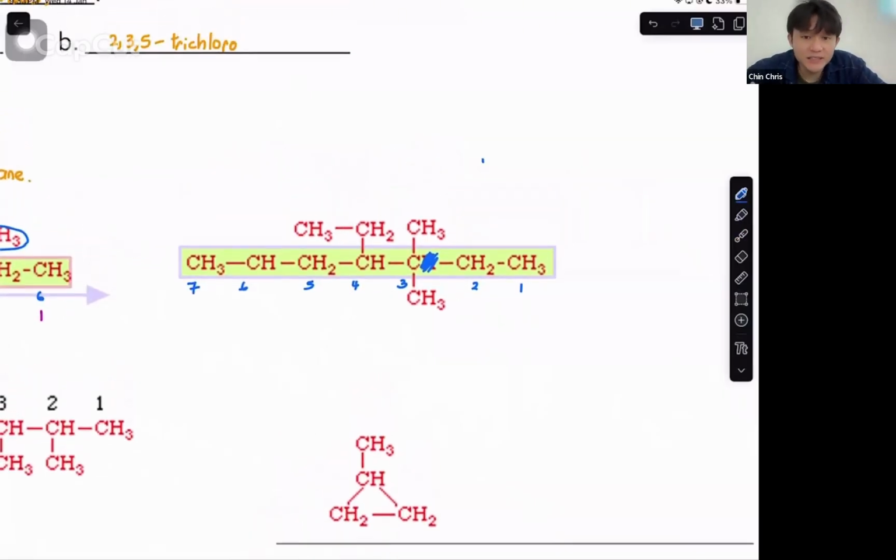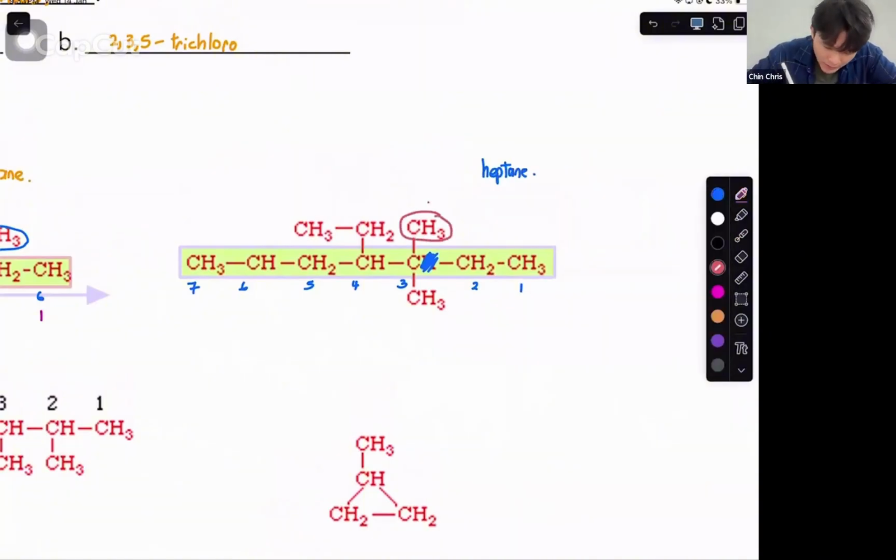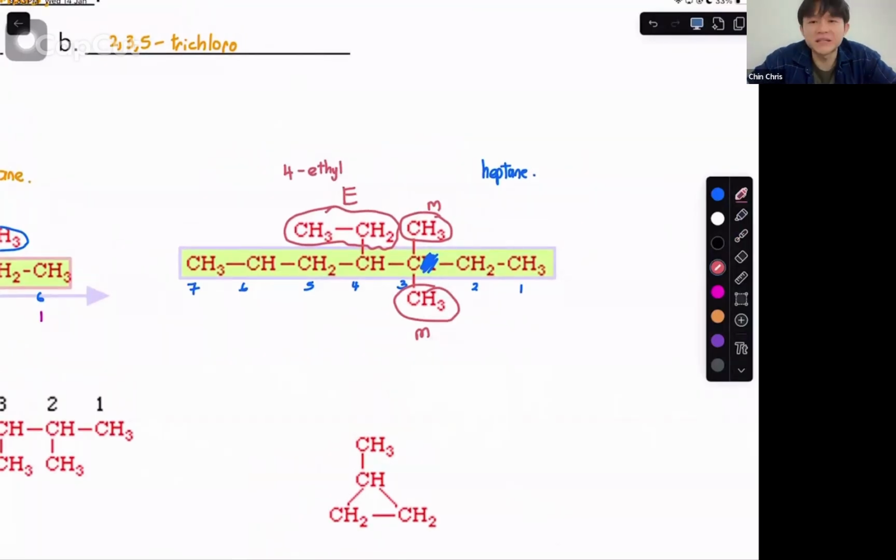So 7 is a heptane. Write it down first. Then circle all the side groups. What are the side groups? Methyl, methyl, ethyl. Correct, so E comes first before M. Ethyl is on the 4th position, so it's a 4-ethyl. After that, you have methyl, methyl on the 3rd position, right? So we call it 3,3-dimethyl.